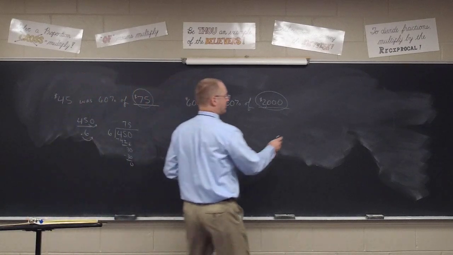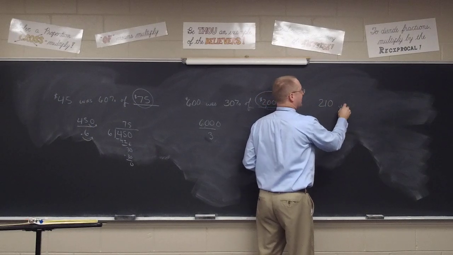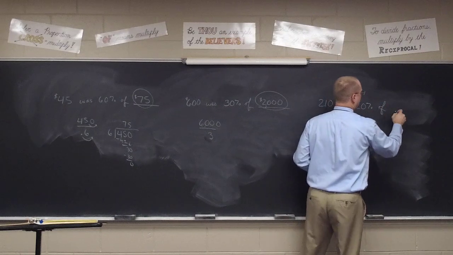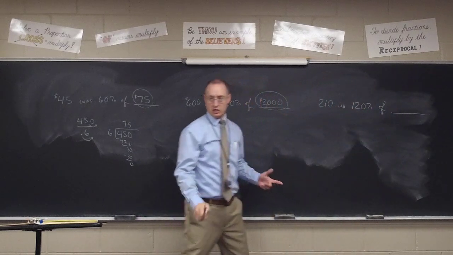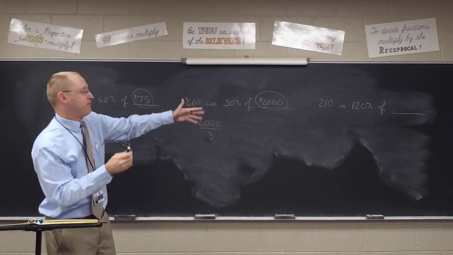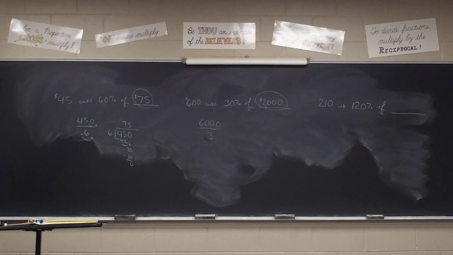So we could say that 210 is 120% of the original enrollment. Do you see that? The ending enrollment, that's 210, is 120% of whatever that original enrollment was. At your seats. Set it up and solve.